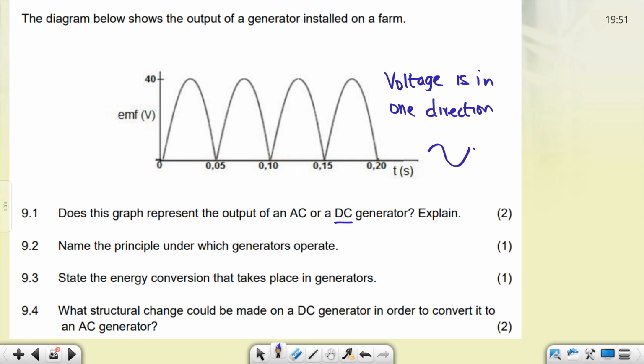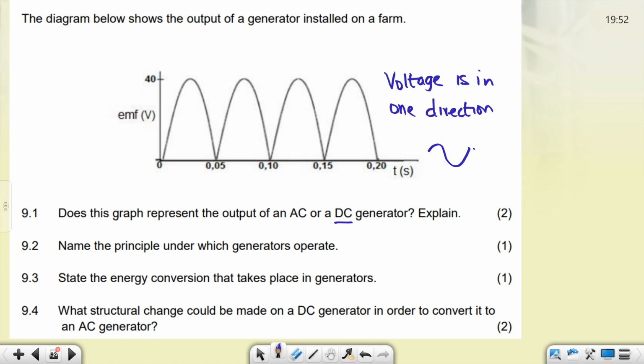Name the principle under which the generator operates. Faraday's law of electromagnetic induction. We cannot forget. State the energy conversion that takes place. Generators convert what? Mechanical to electrical. You see, getting the marks.